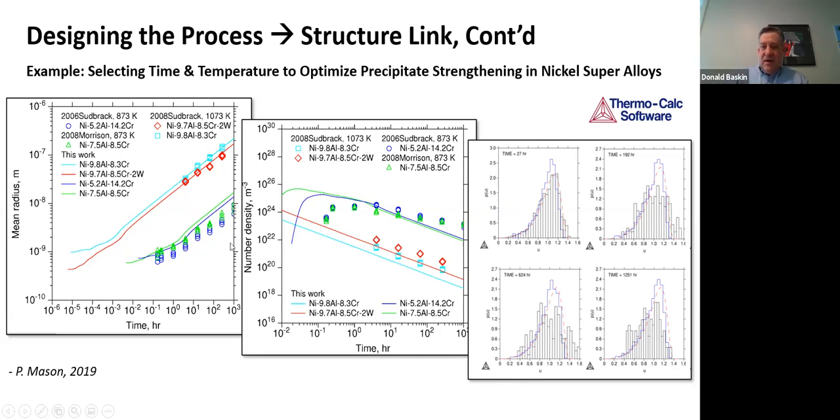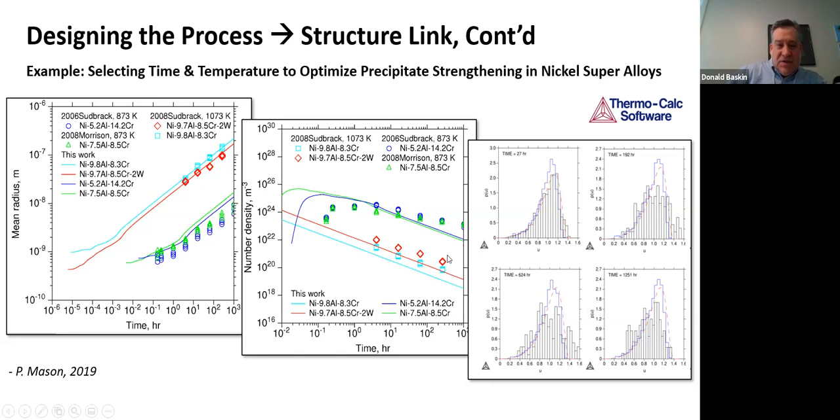Each one of these is a histogram of size, the number per size of the precipitate. Each is for a different tempering time: 27 hours, 192 hours, 624 hours, 1,251 hours. This is how the distribution is changing. So this is all very useful.